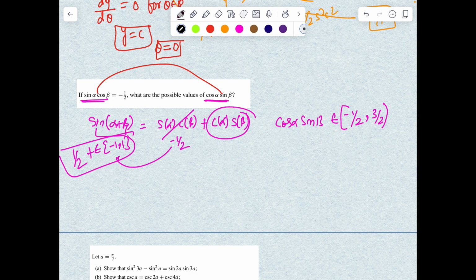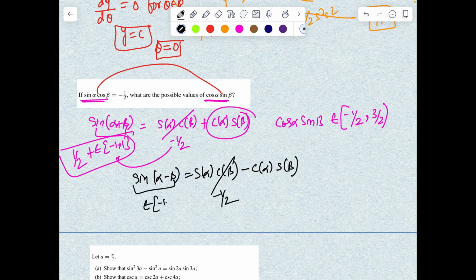3/2 is excluded. Now you think why excluded? It's a very small thing. Similarly, because I can also write sin alpha minus beta as sin alpha cos beta minus cos alpha sin beta. So again same stuff. If I keep minus 1 and this dances from minus 1 to plus 1, that restricts cos alpha sin beta to go from which values? Minus 3/2 to half. So it's minus 3/2 to half.